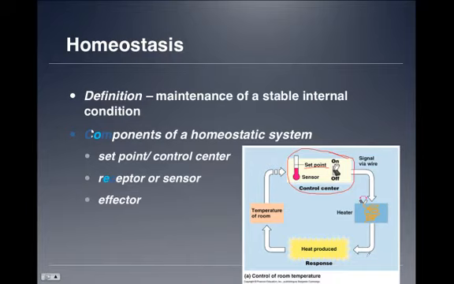You have to have a control center that maintains that homeostatic point, that set point. You have to have some type of receptor out there in the body that's detecting these changes that might occur in the internal environment that are taking you away from homeostasis. And then you have to have an effector. And basically that's the part of the body that's going to respond to that altered condition in your internal environment.